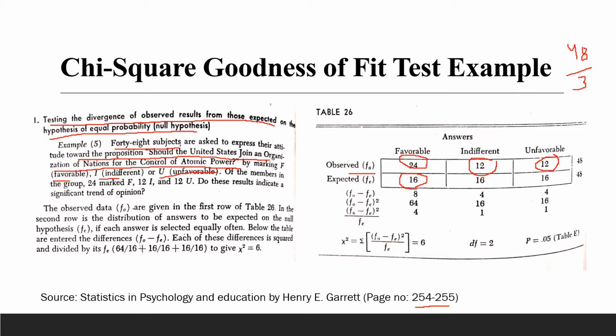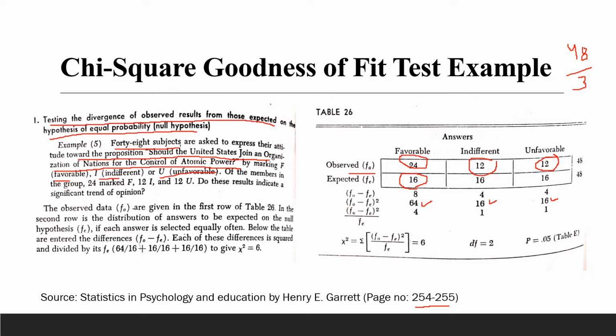So the difference between the observed and expected is 8 for favorable. The difference between observed and expected for indifferent is 4, and again 4 for unfavorable. So this is the difference, and the square of this difference: 8 multiplied by 8 is 64, 4 multiplied by 4 is 16, and 16. So we take the squares of these differences and divide by our expected frequency, which is 16.